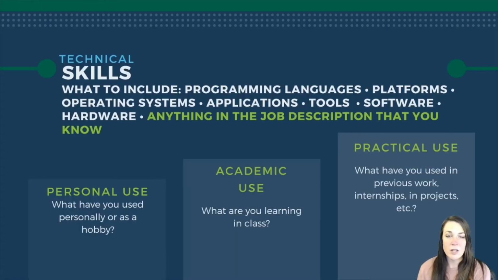Next, let's talk about your technical skills. Some of the things that you'll want to include in this skill set are any programming languages that you might know, as well as platforms, operating systems, tools, applications, software, and hardware. Another tip is to look directly at the job description for any of those technical skills that you might know and integrate those into your skill set. Also think about your use cases. What technology do you use in your personal life, in your academic life, and in previous work experiences?